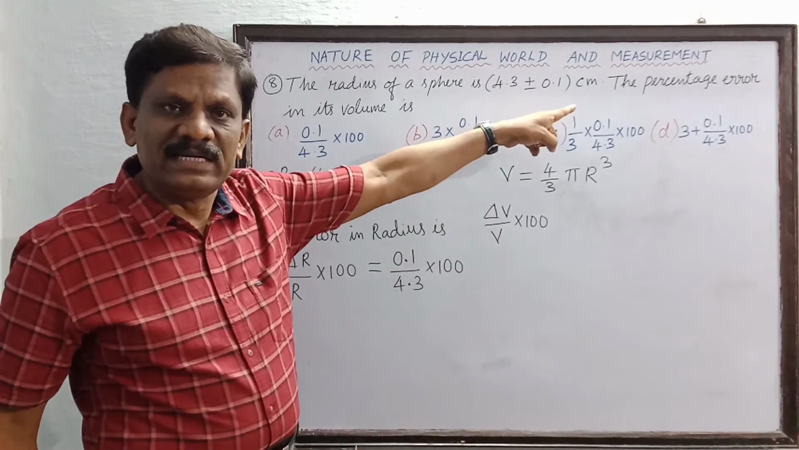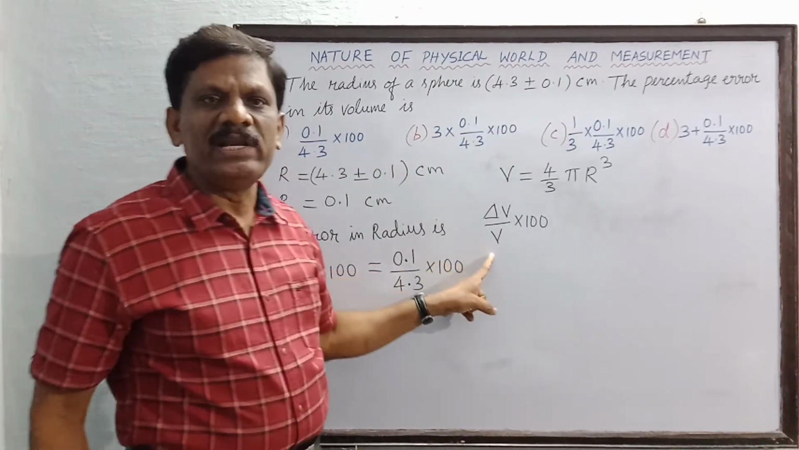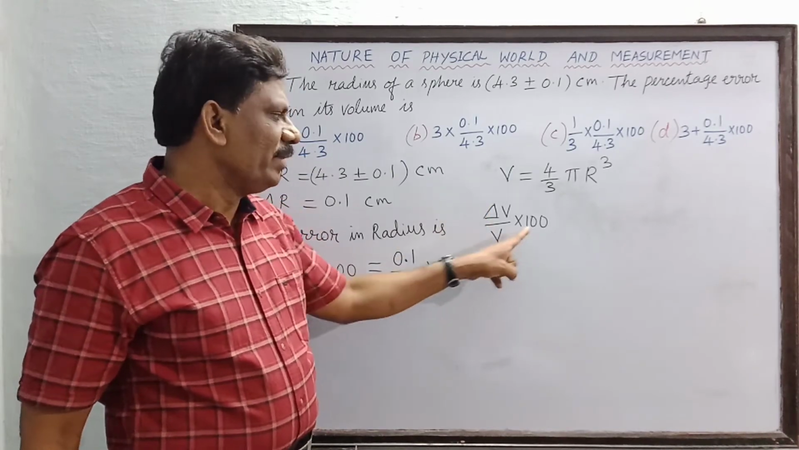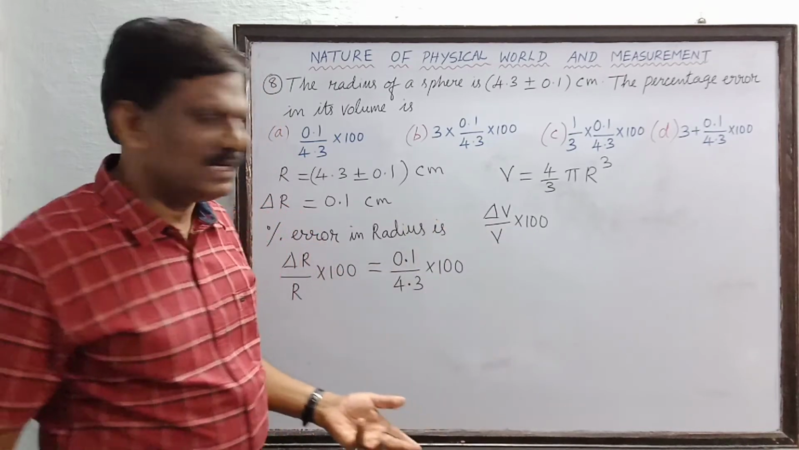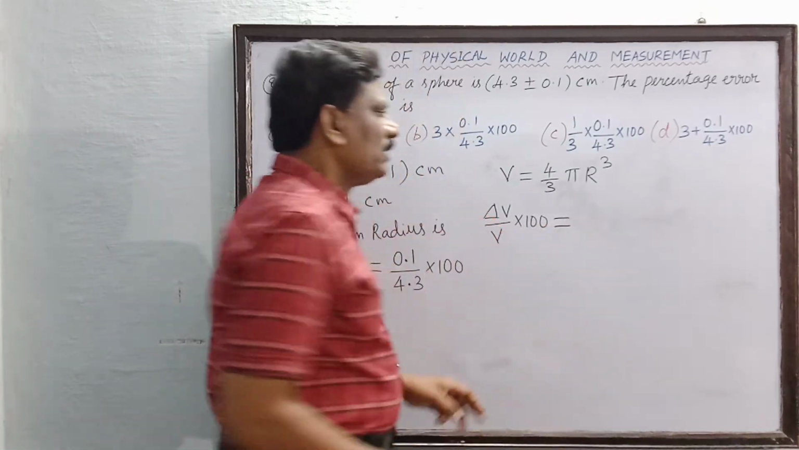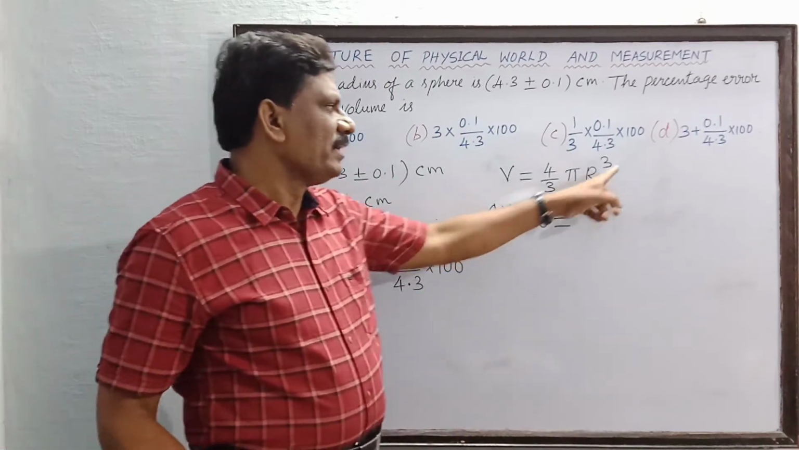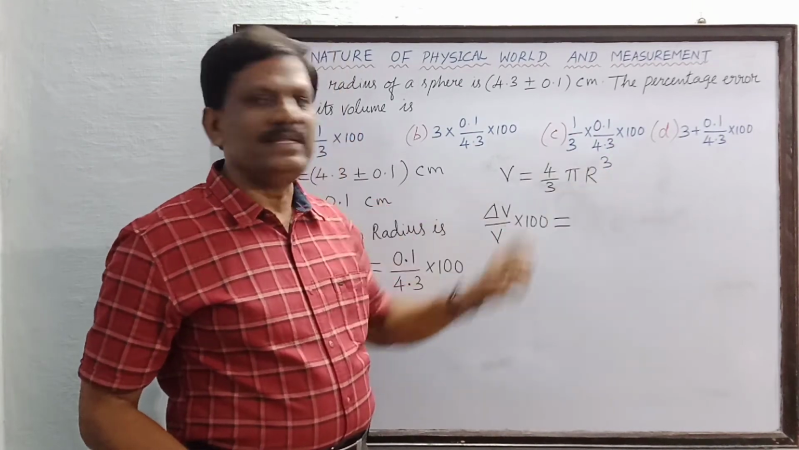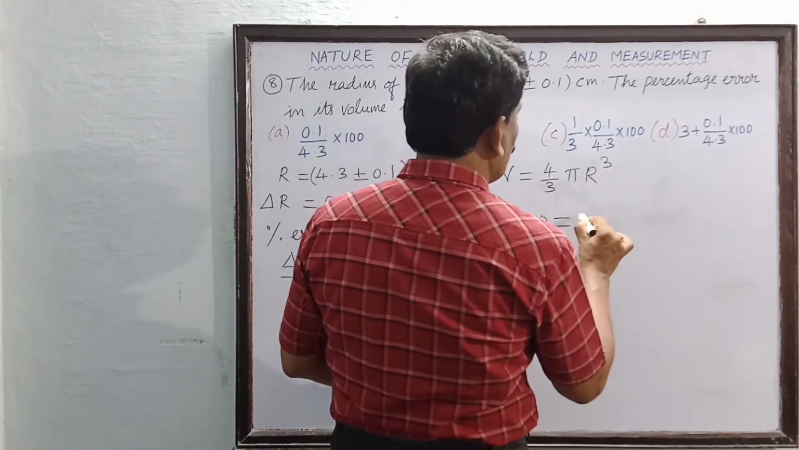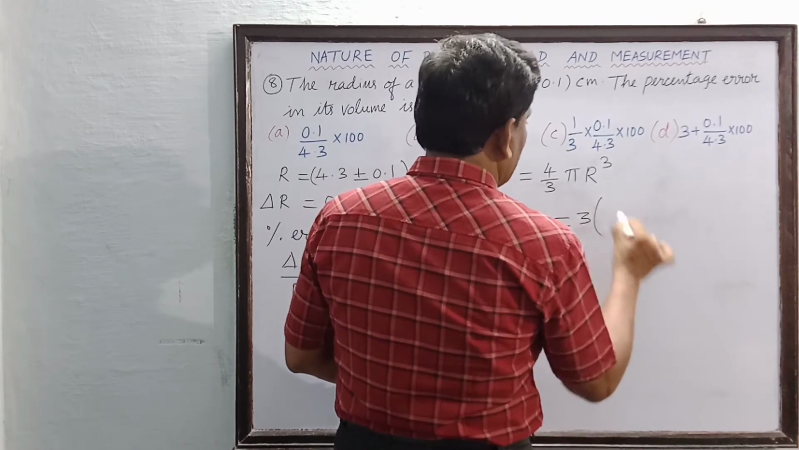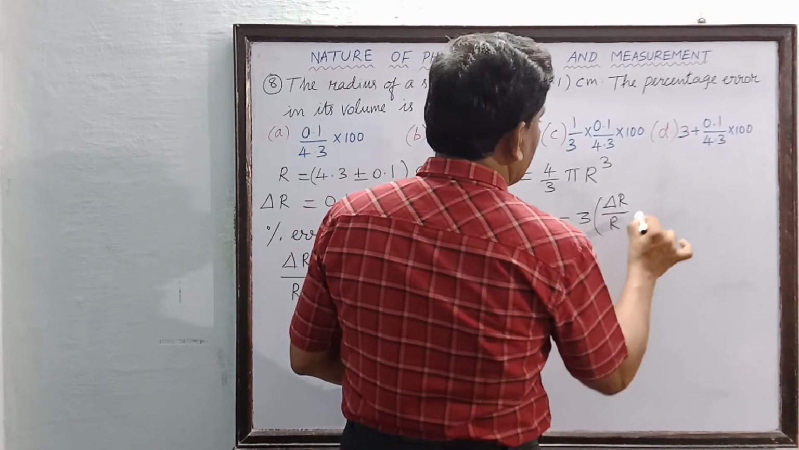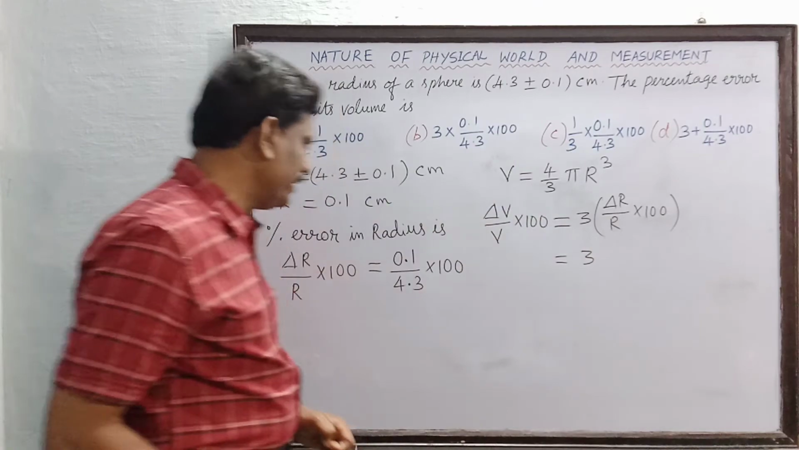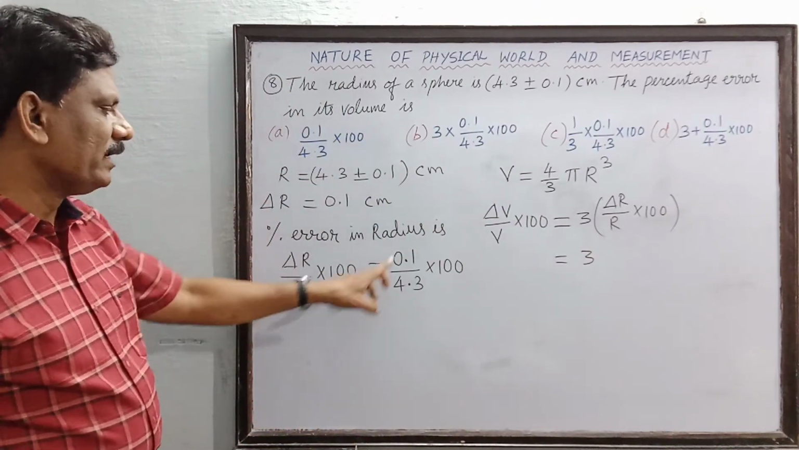That only is asked, is it not? The percentage error in its volume is given by change in volume by original volume. That is relative error. Multiplied by 100 will give you the percentage error. So this is equal to, now 4 by 3 pi is constant. So R is raised to the power 3. We have already studied, no? This is power times the radius, is it not? Therefore this is 3 into delta R by R into 100.